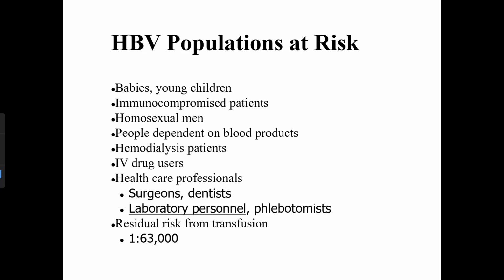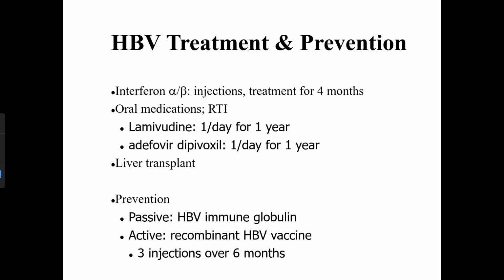Populations at risk: babies and young children, that's why we vaccinate super early in life, immunocompromised patients, homosexual men, people dependent on blood products, hemodialysis patients, IV drug users, healthcare professionals, surgeons, dentists, laboratory personnel, phlebotomists. Residual risk from transfusion is 1 in 63,000.